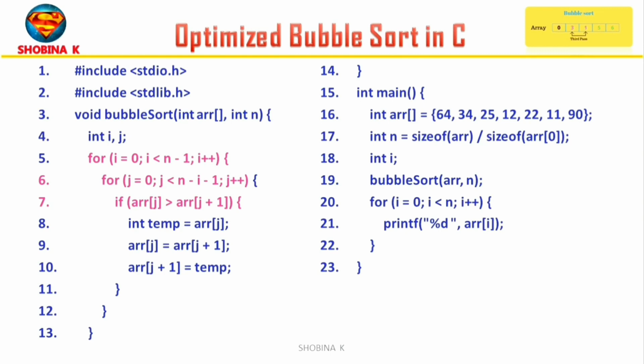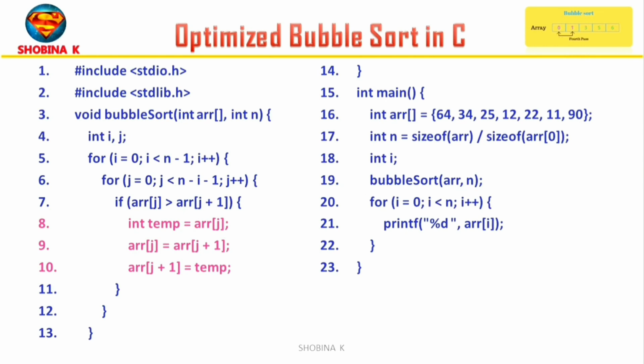If this is the case, then the two elements are swapped. And these lines of code will swap the values of two adjacent elements in an array. First, we create a temporary variable called temp and we assign it the value of the element at index j in the array. That is, this line will store the current element of the array in a temporary variable.